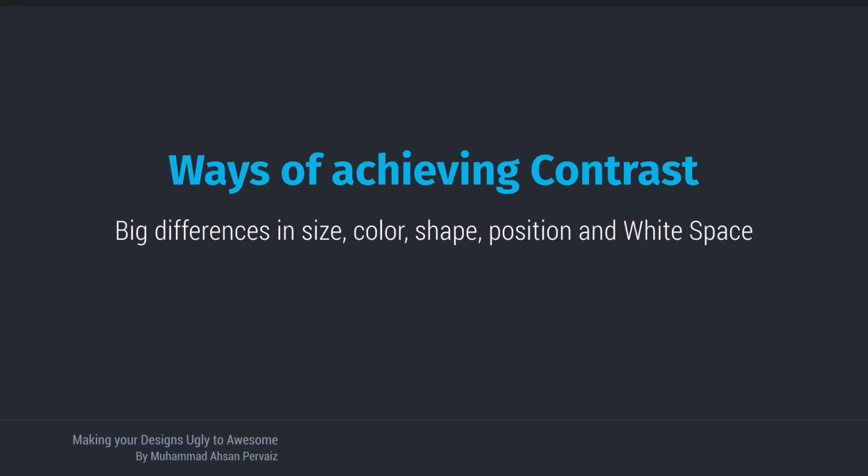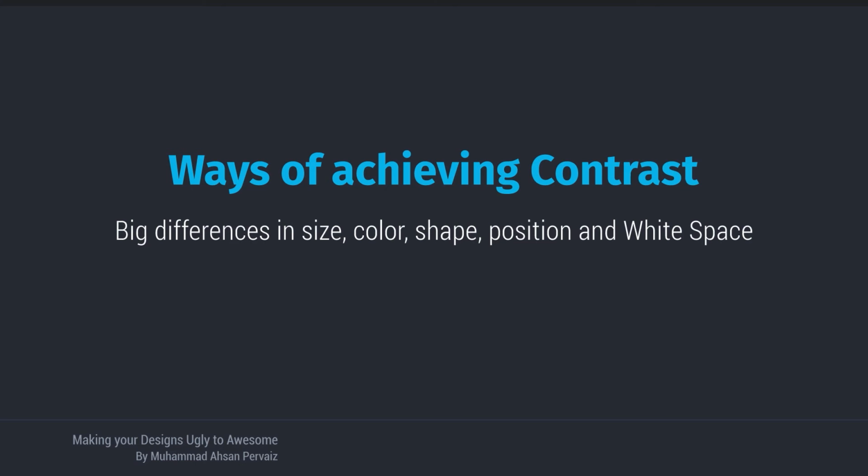Now, I'm going to show you some of the ways you can achieve contrast in your design. There are many different types of contrast. For example, if you have a very big thing in your design and a very small, similar thing, they are going to have a lot of contrast of size. Similarly, one thing is very bright and sharp, and one is dull.